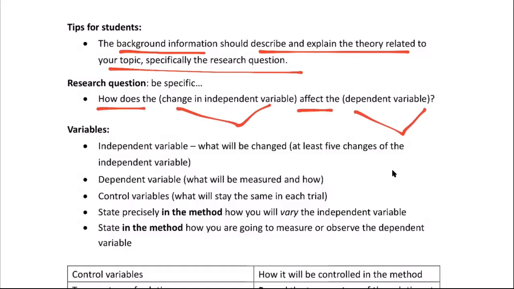It's that simple, okay? So once you determine what you want to test, you could say, how does the temperature affect the rate of reaction of whatever substance? You could say, how does the mass affect this? How does the concentration affect this? How does something affect something, okay? So it'll change depending on what you pick for your specific topic and research question, but this format is what it should look like. How does the independent variable affect the dependent variable, okay?